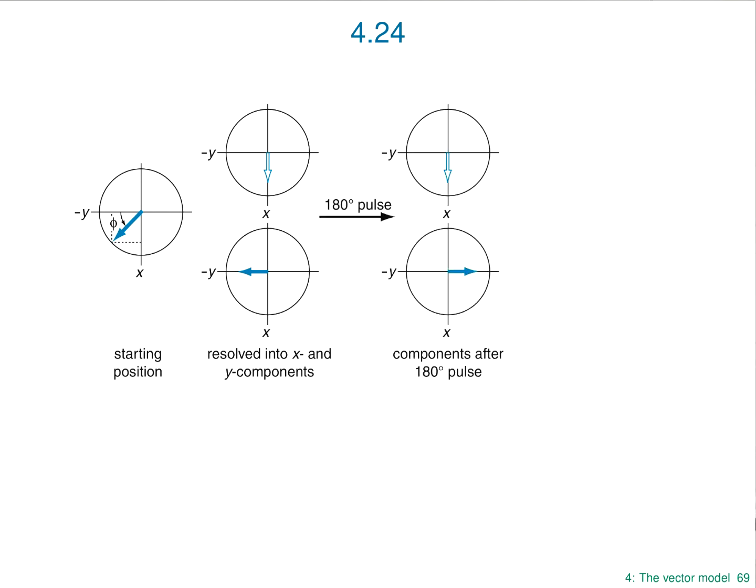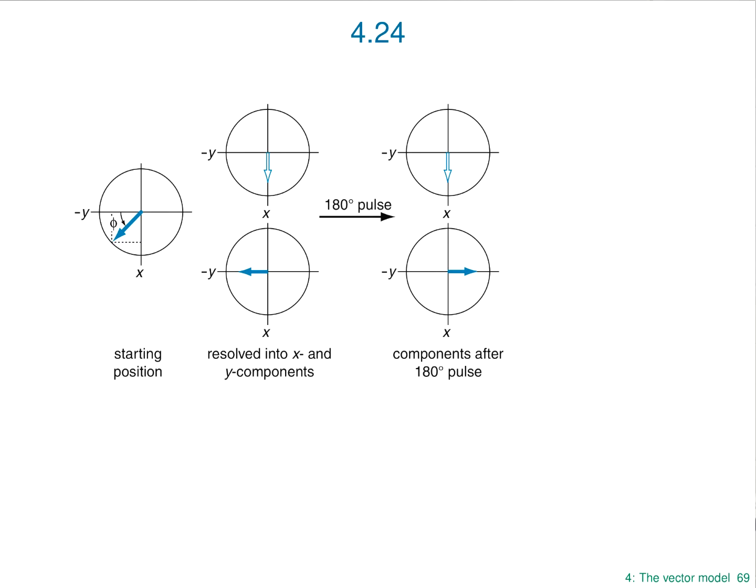Now imagine applying the 180-degree pulse. What does the 180-degree pulse do to the component along X? Answer, nothing. Because if the magnetization is along X, and you rotate about X, that has no effect at all. So an X rotation of the X component of magnetization does nothing, because you're rotating about the axis along which the magnetization is aligned. So that 180-degree pulse does nothing to the X component.